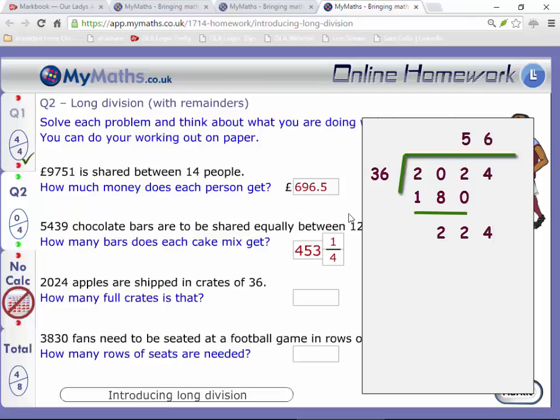6 times 36, so 6 sixes are 36, carry 3. 6 threes is 18, plus 3 is 21, so I end up with 216. 216 take away from 224, and I end up with 8. I'm not interested in the remainder, I'm only interested in the number at the top here, 56. So the answer is I can get 56 full crates of apples.